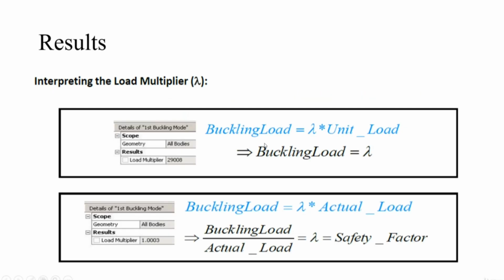If you want to find out the buckling load, you need to multiply this lambda into the unit load if you have applied a unit load, or otherwise, if you have applied whatever load is being put on that particular body, you need to multiply that value into lambda in order to get the buckling load. Then buckling load divided by the actual load is equal to lambda, and this lambda is nothing but the safety factor. We are going to observe all of these things while we are solving buckling problems using ANSYS Workbench. In the next lecture, I am going to take up a pipe model and demonstrate how we can perform buckling analysis inside ANSYS Workbench.